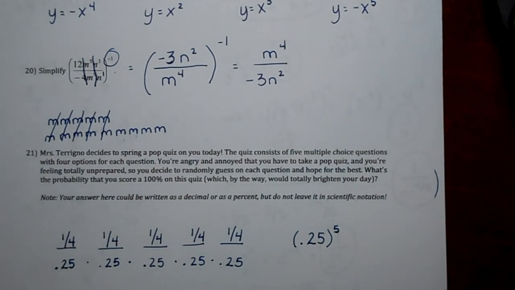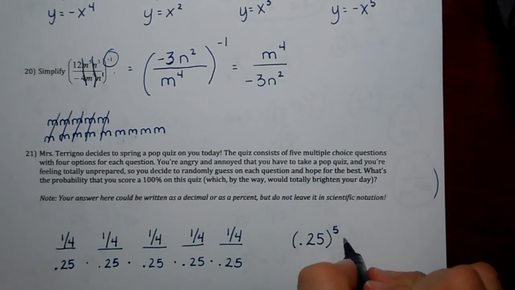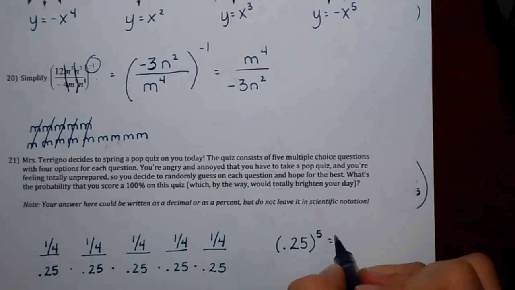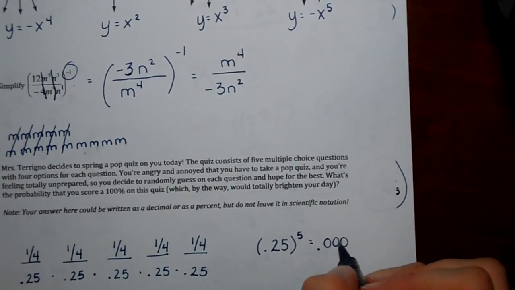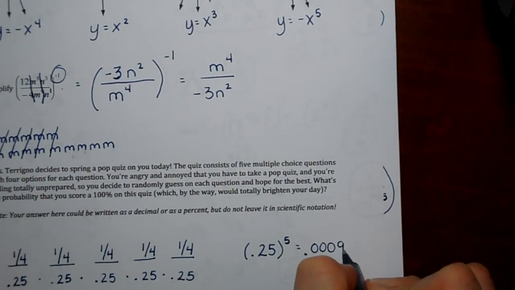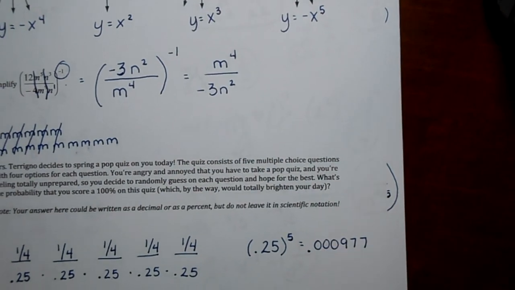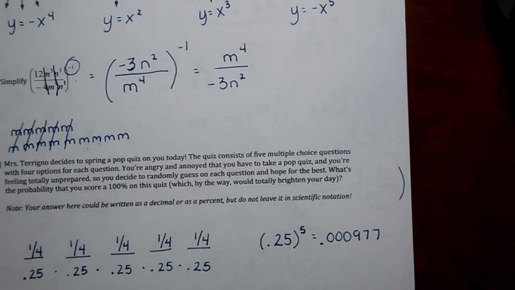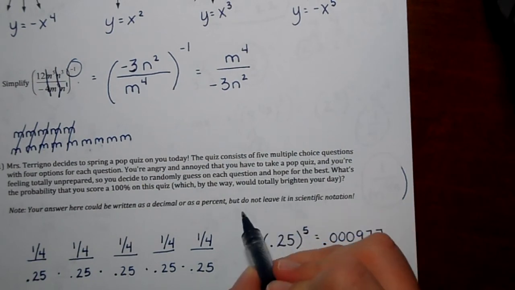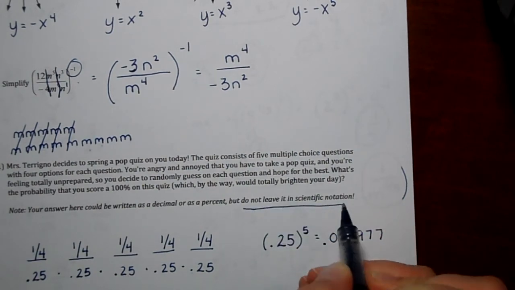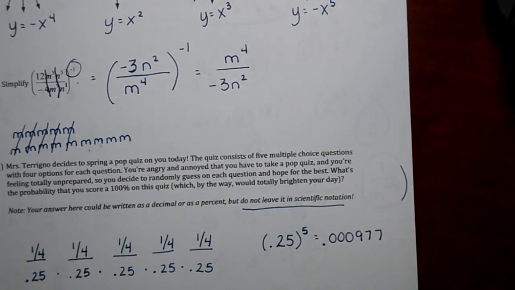Let's see. And 0.25 to the power of 5 on my calculator comes out to be 0.000977. Okay, and I'm not real picky about how far you round. You should go to at least a few decimal places, but now some of your calculators may have given that answer to you in scientific notation. And notice here I give you specific directions. I don't want your answers left in scientific notation.